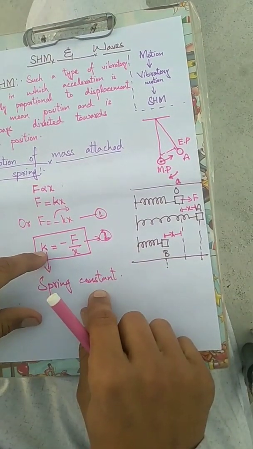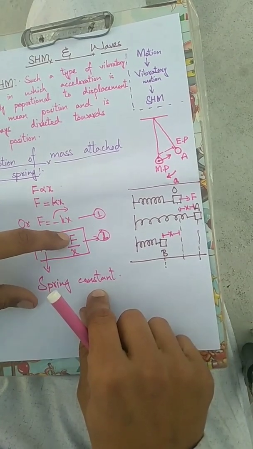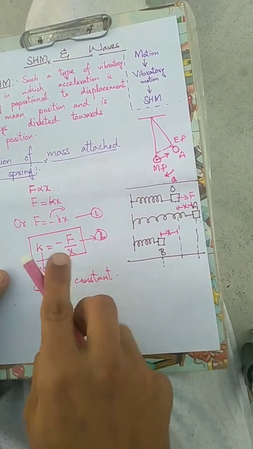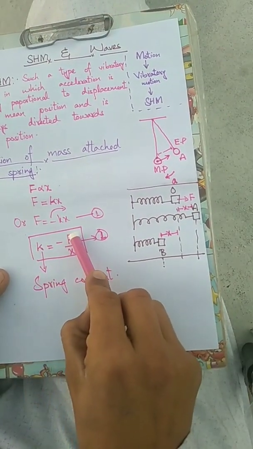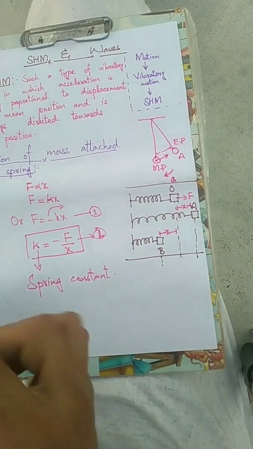You can see that K is equal to F over X. That is, it is the ratio of F and X, where F is applied force and X is displacement. So we can define spring constant as the ratio of applied force to displacement. So what would be its unit?